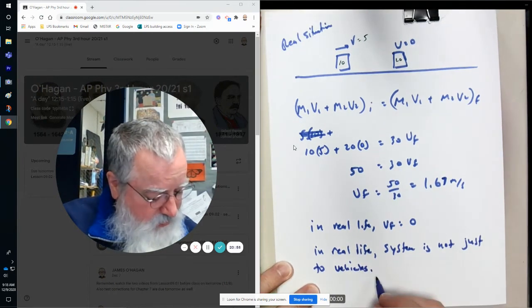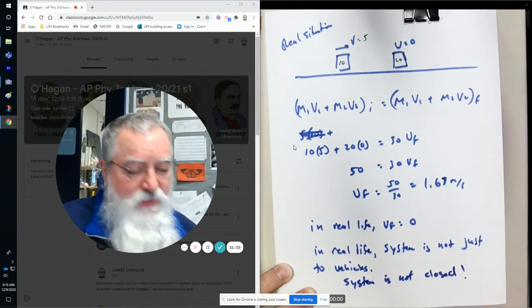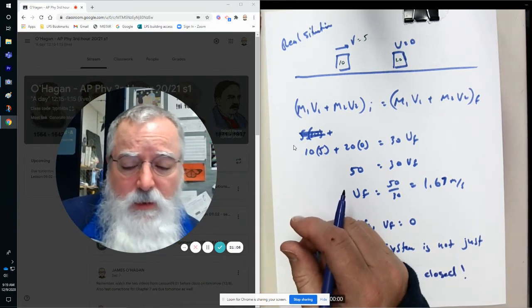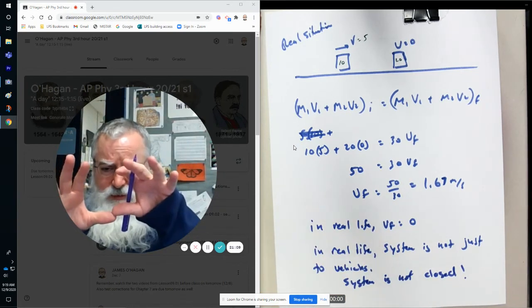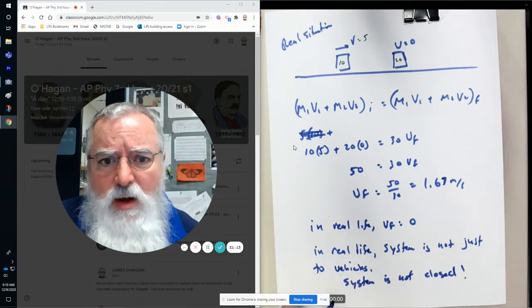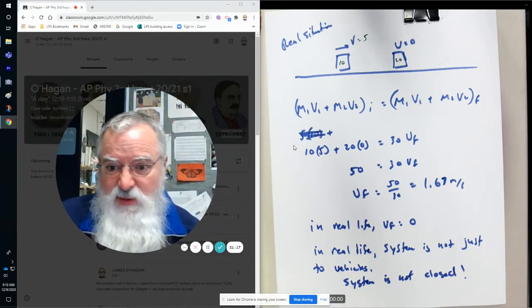The system is not closed. That's what happens in real life. If you want to know what really happens, you have to include Earth in your system. What's Earth going to do? Earth is going to ever so slightly move, but so insignificantly small because of its giant mass that you can't even measure it. But that's really what's going on.